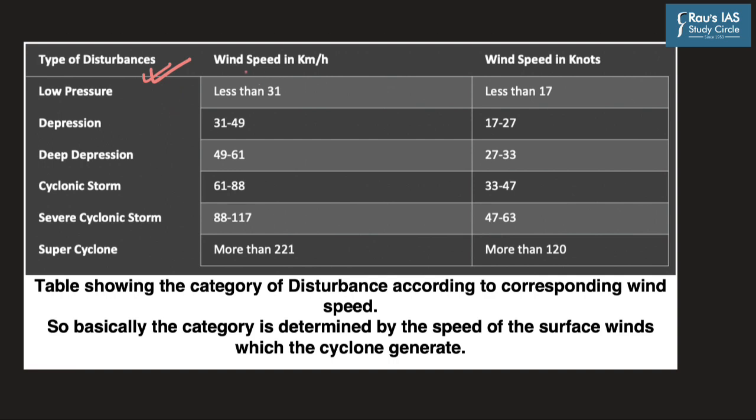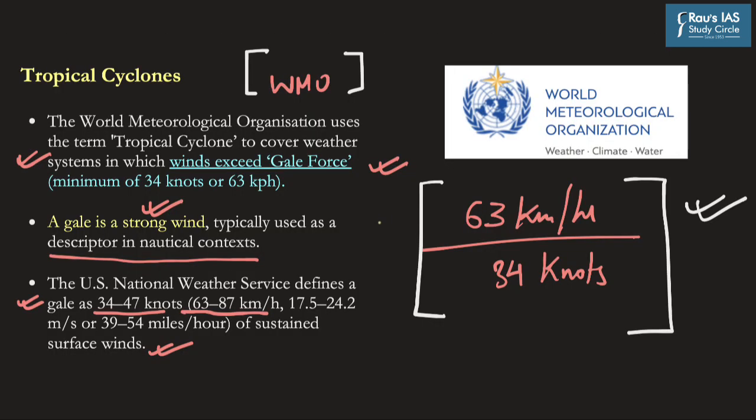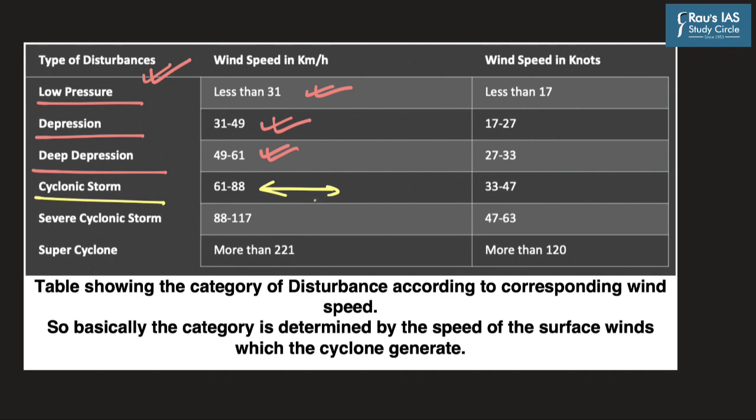For example, such wind whose speed is less than 31 km per hour is described as low pressure, whereas such kind of winds whose speed is between 31 to 49 km per hour are described as depression. Further, increase in wind speed from 49 to 61 km per hour results in formation of deep depression. Moving further, from 61 to 88 km per hour, it results in cyclonic storm. Now, according to WMO, such wind speed which exceeds 63 km per hour is described as tropical cyclone. And here also the wind speed is roughly around 61 to 88 km per hour.